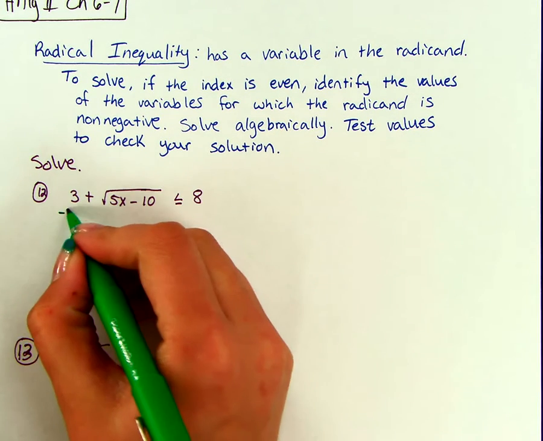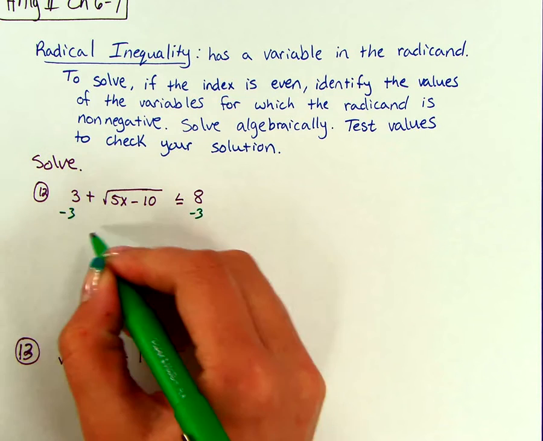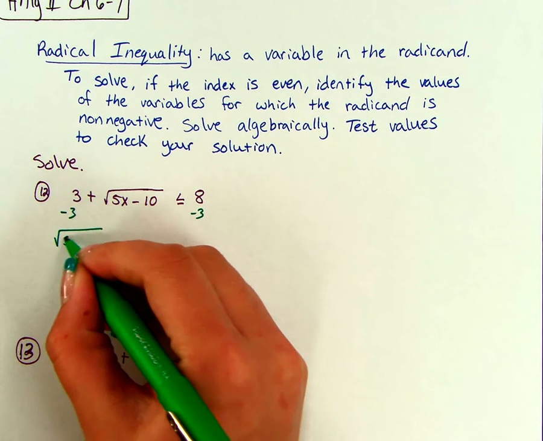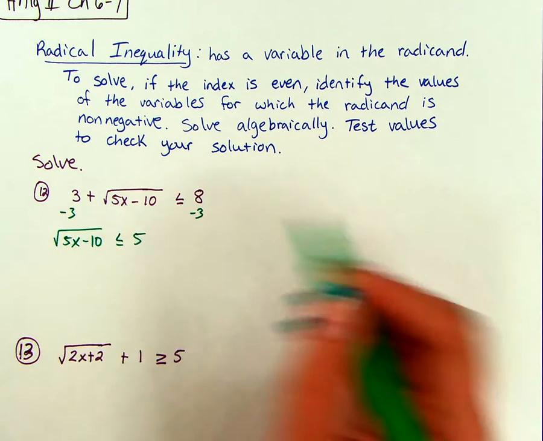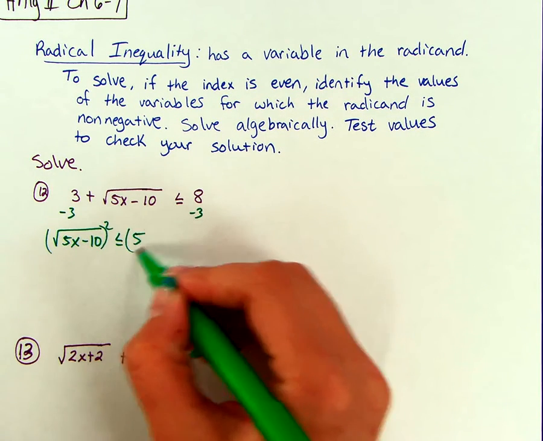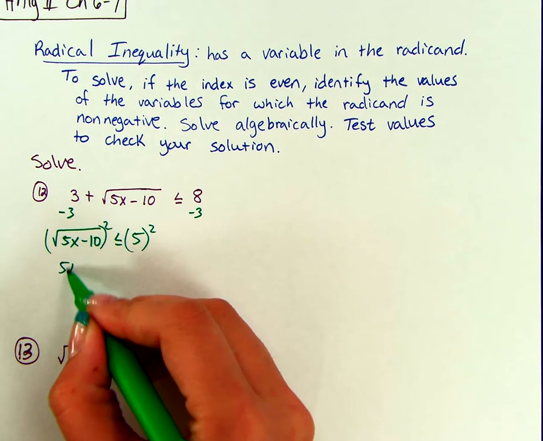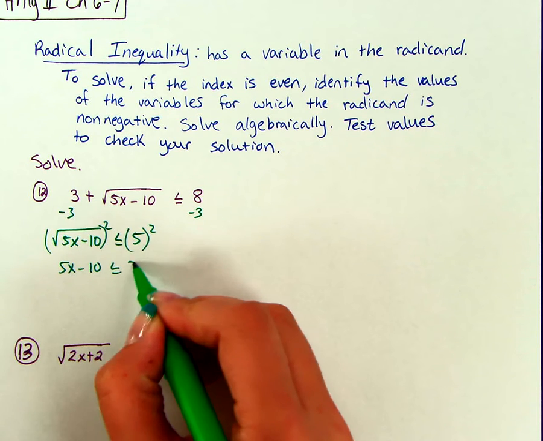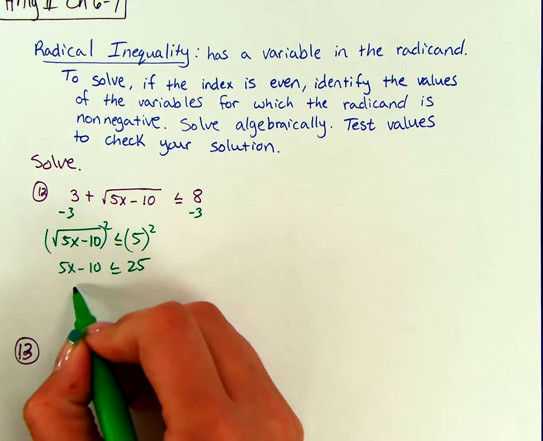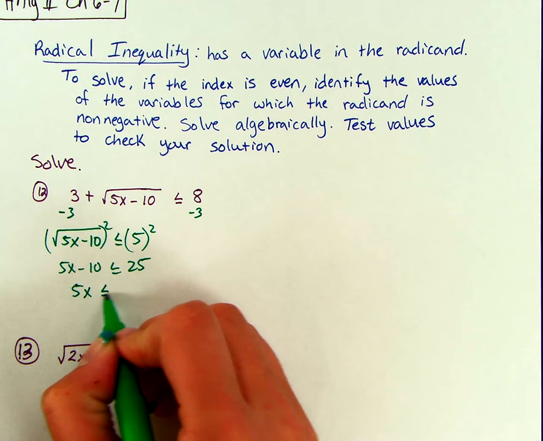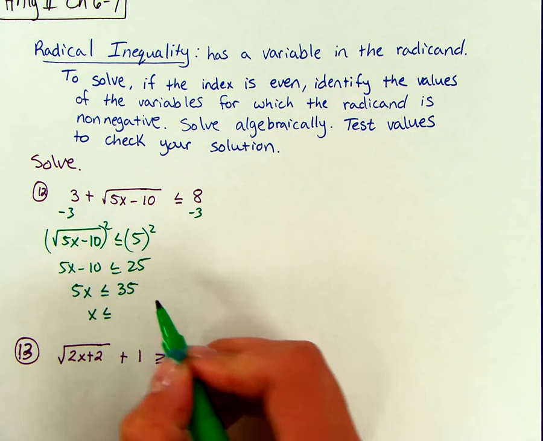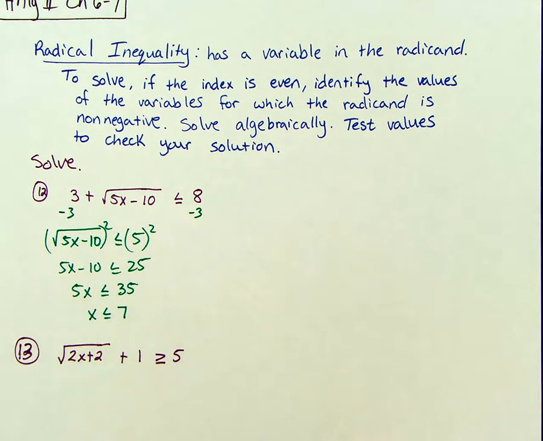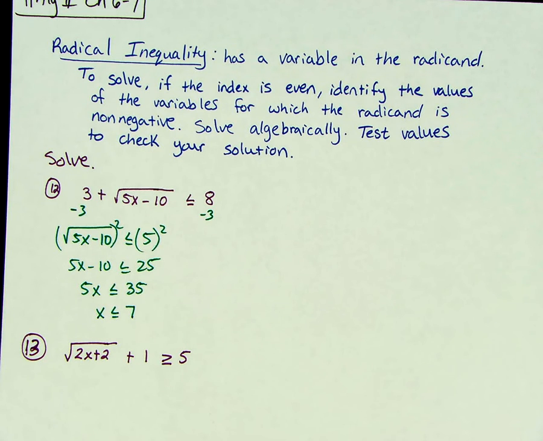So I'm going to just subtract the 3. So we will have the square root of 5x minus 10 less than or equal to 5. And then we'll have to square each side. So this will give us 5x minus 10 less than or equal to 25. Add the 10. So 5x is less than or equal to 35. And then we would divide by 5 to get x less than or equal to 7. Okay. So that's the first part of our problem.